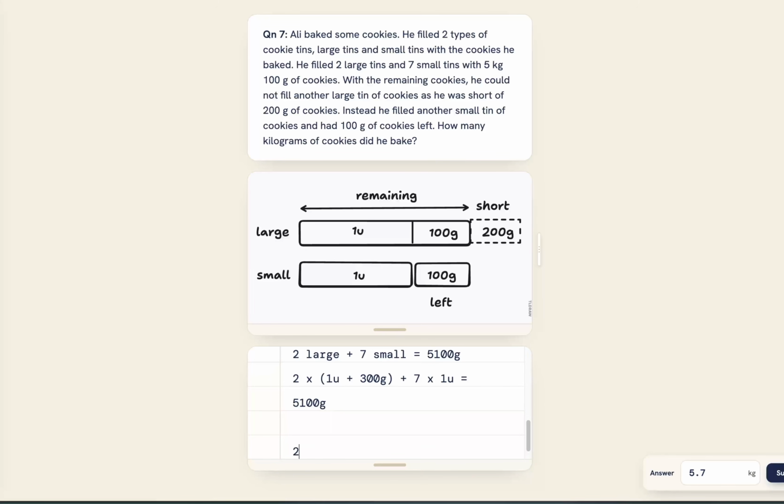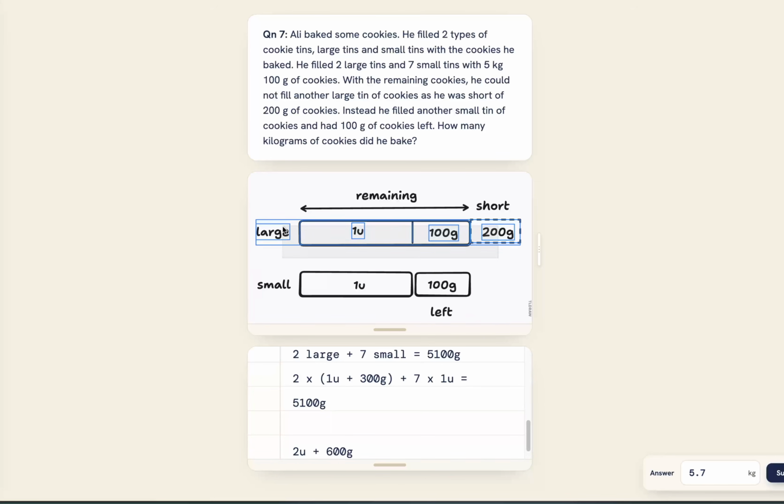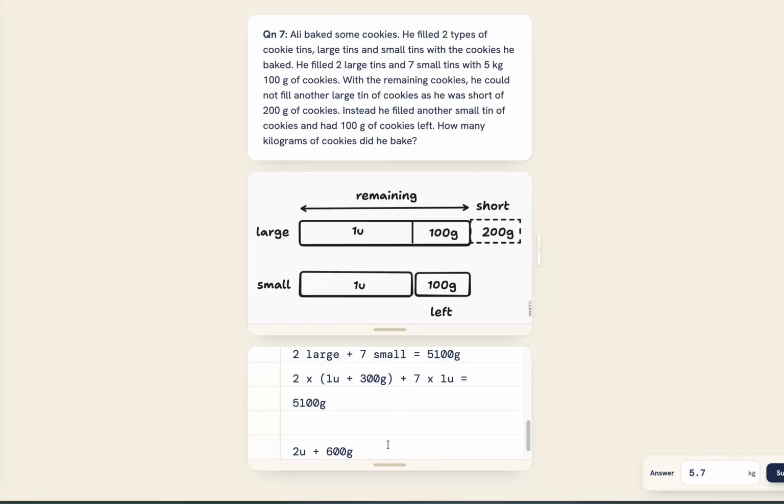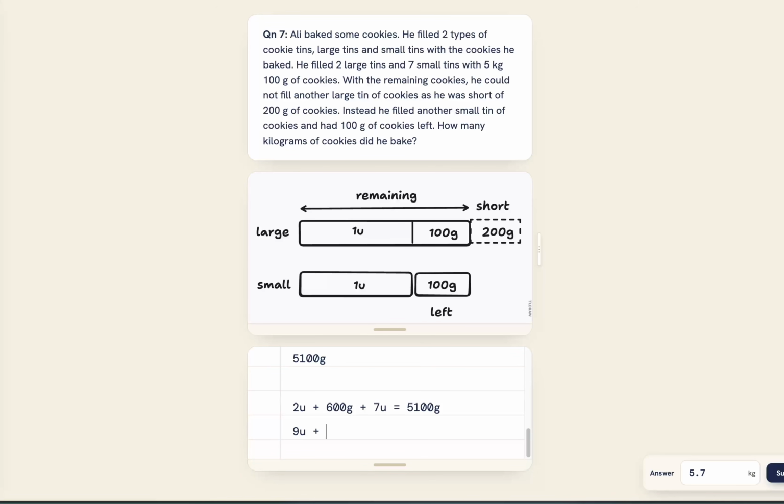If we were to simplify this, it's 2 units plus, it's not 300, 600 grams. Because one large one is 1 unit plus 300. So 2 times of that, if I were to just duplicate this, 2 large is not 2 units plus 300, it's 2 units plus 600. Okay, so from here, then we need to plus 7 units, and then this will be 5,100 grams. So if we were to simplify this, this will be 9 units plus 600 grams equal to 5,100 grams.